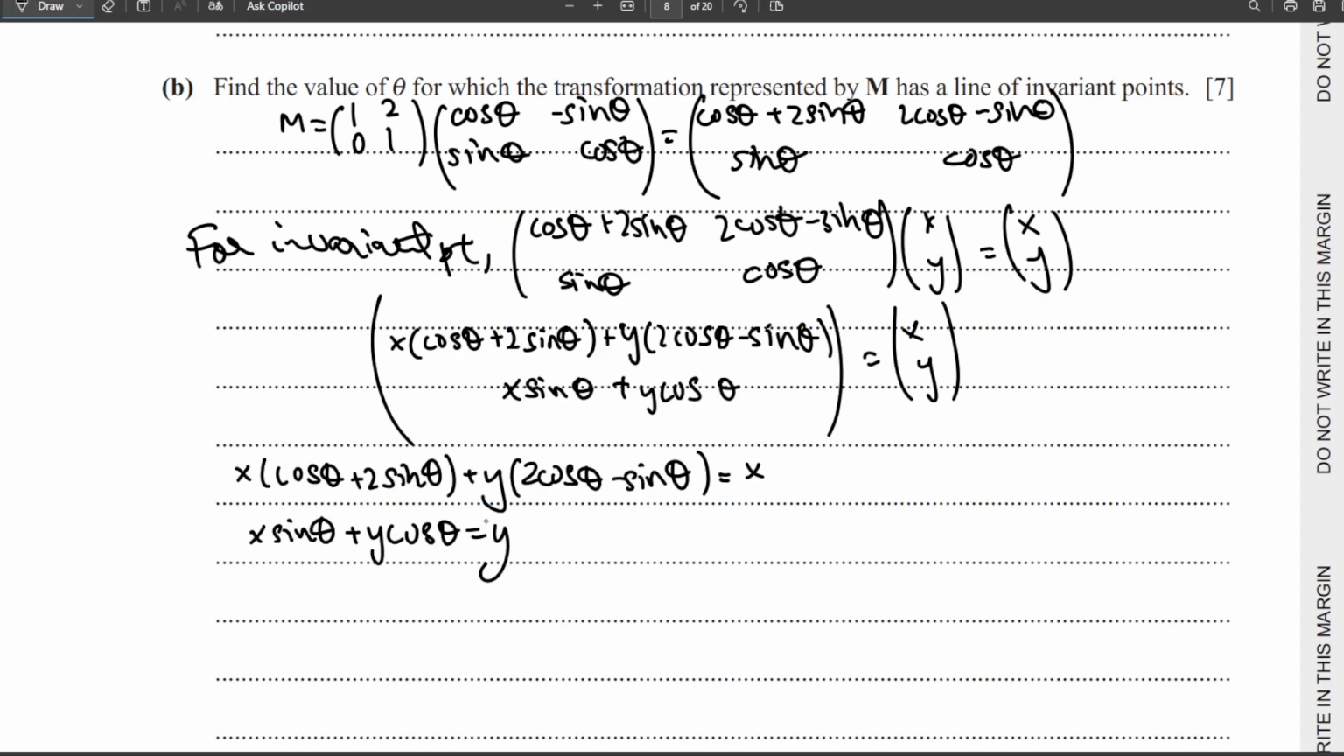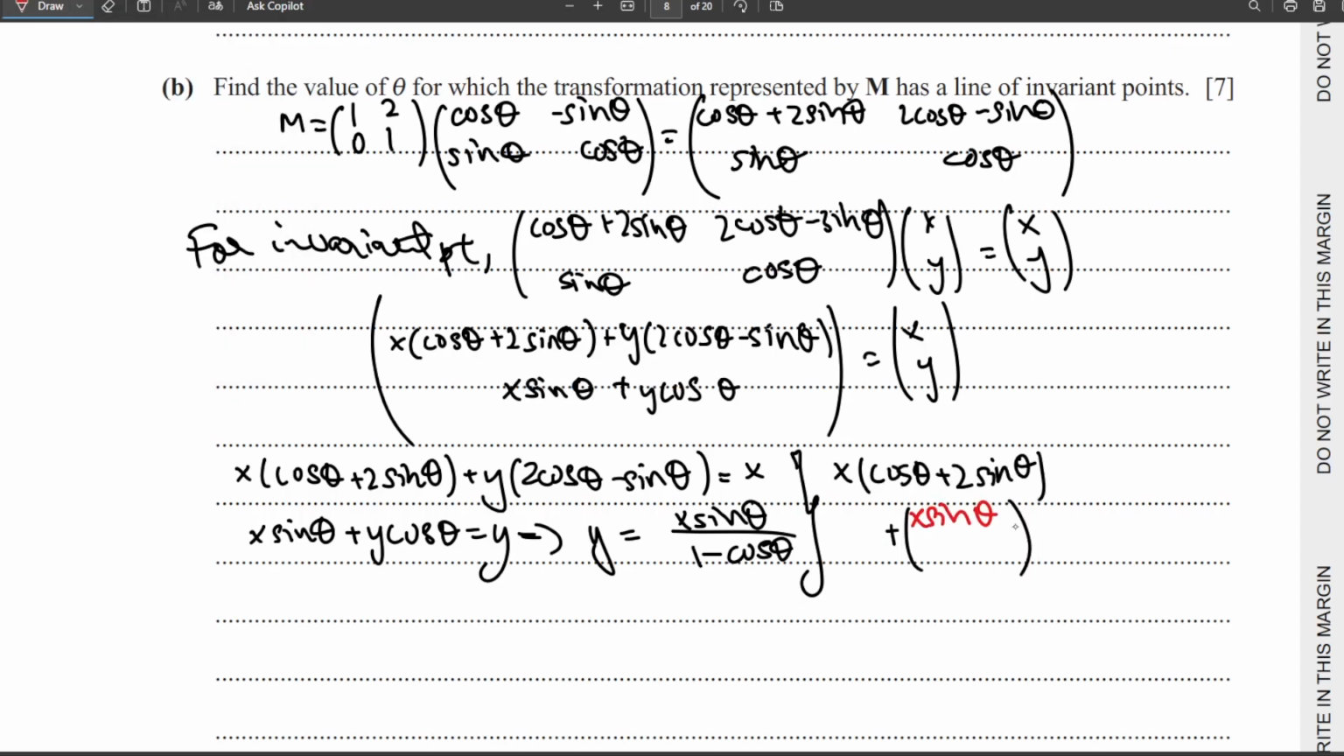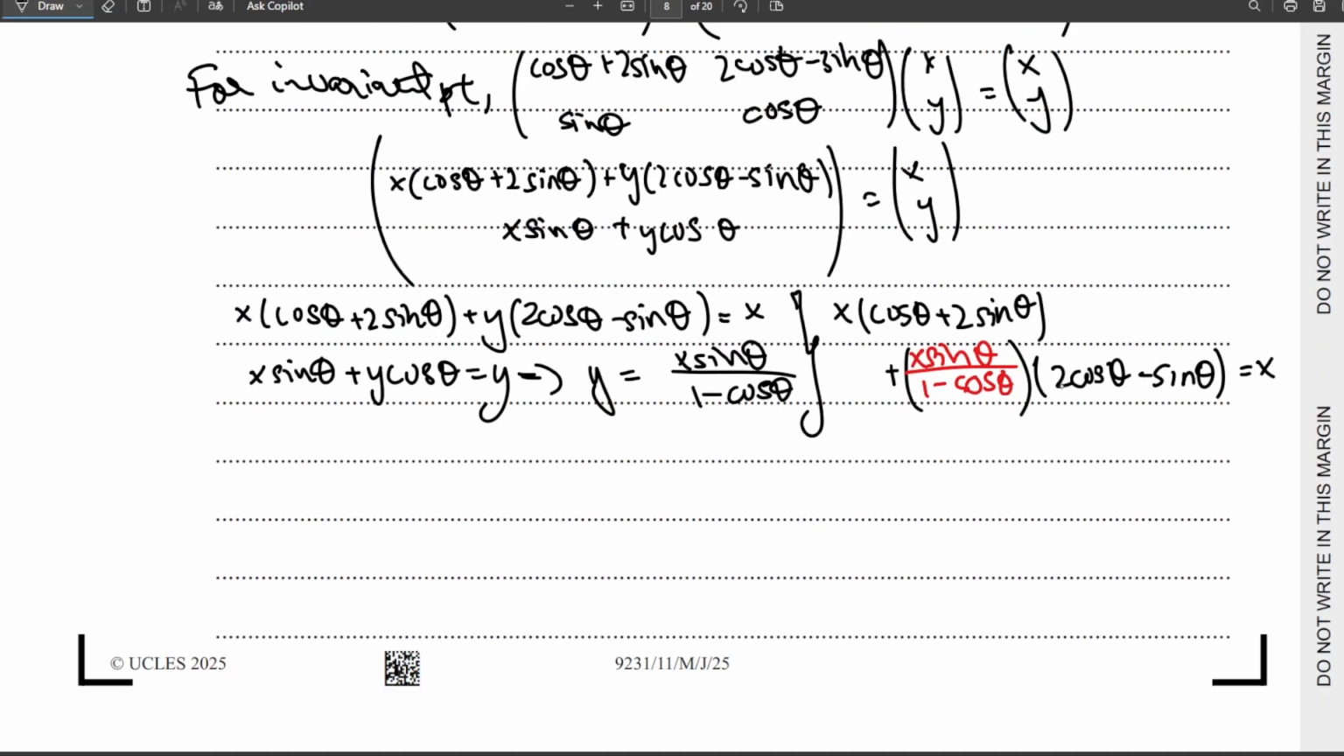Now we have two equations with three unknown variables x, y, and theta. But since theta is in a trigonometric function, we can do some manipulation. We can still proceed to try and solve it. So we use this equation and isolate y first, and then substitute into the first equation. All I've done here is put the y into the y here, and we can expand and simplify.